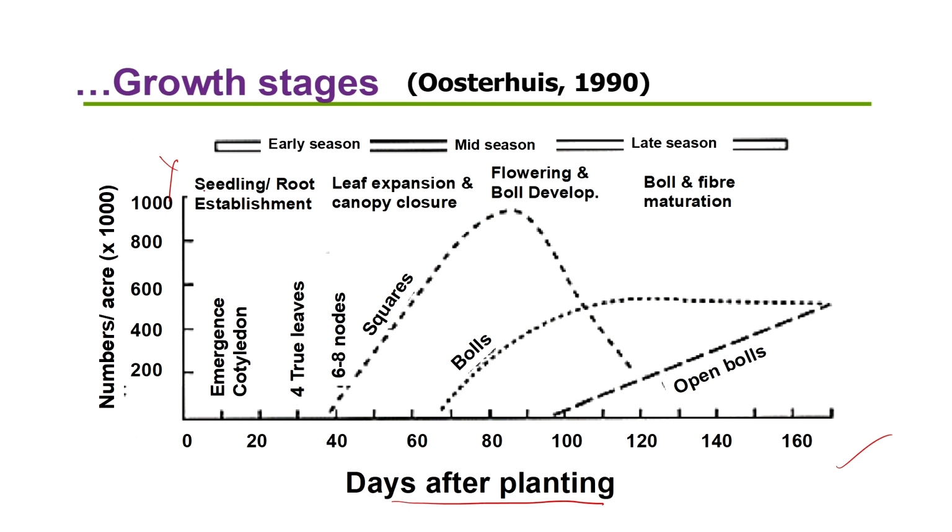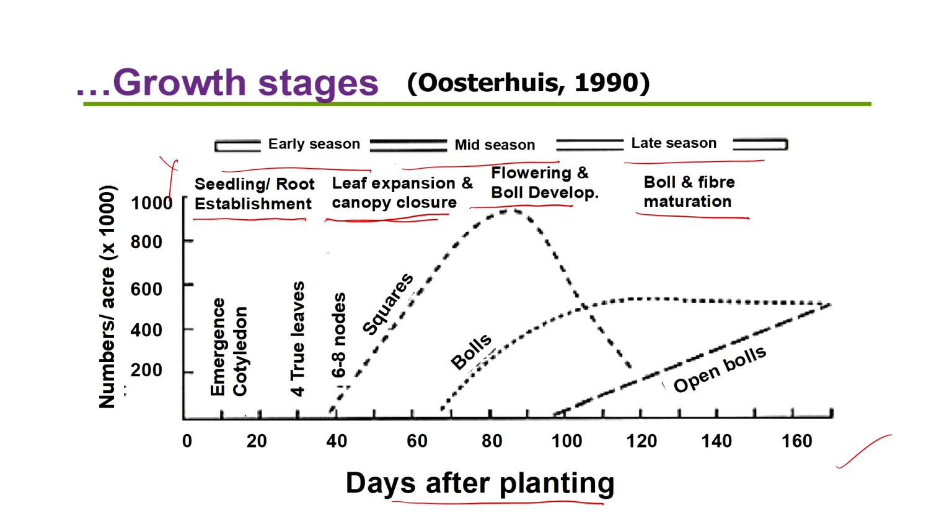So let us see the different phases here. The first one, from here to here, this range is seedling or root establishment. Then comes, during this period, leaf expansion and canopy closure. And then comes the third phase, flowering and ball development. Then comes the final phase, ball and fiber maturation. You can also see that these stages from seedling or root establishment to leaf expansion, this is early season. And then in the mid season, you have up to flowering and ball development. And finally, in the late season, you will have ball and fiber maturation.